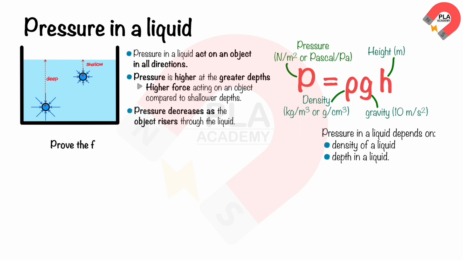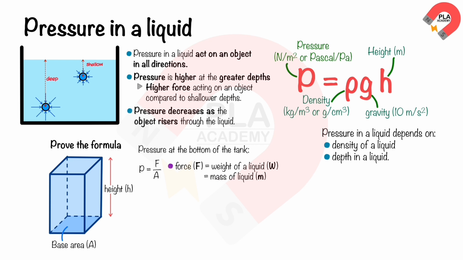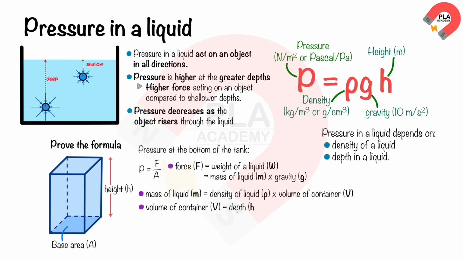We can prove this formula. If the container is filled with a liquid, the pressure in the liquid at the bottom of the tank is the force divided by the base area. The force is the weight of the liquid, which is equal to the mass of the liquid multiplied by gravity. The mass of the liquid is the density of the liquid multiplied by the volume of the container. The volume of the container is equal to the depth multiplied by the base area.